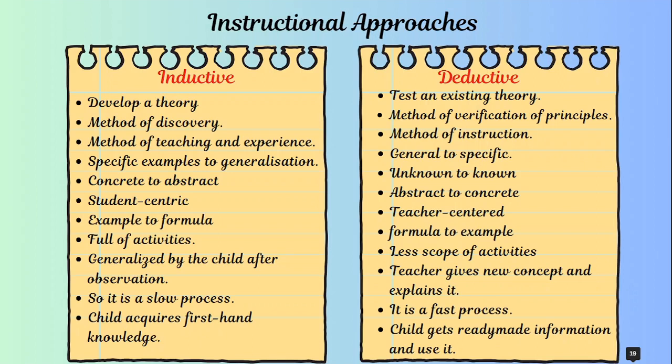Correct. And then in the inductive method, the child acquires first hand knowledge. How? Because he does things by himself. But in the deductive method, the child gets ready-made information from the teacher or book, and later they can use it.